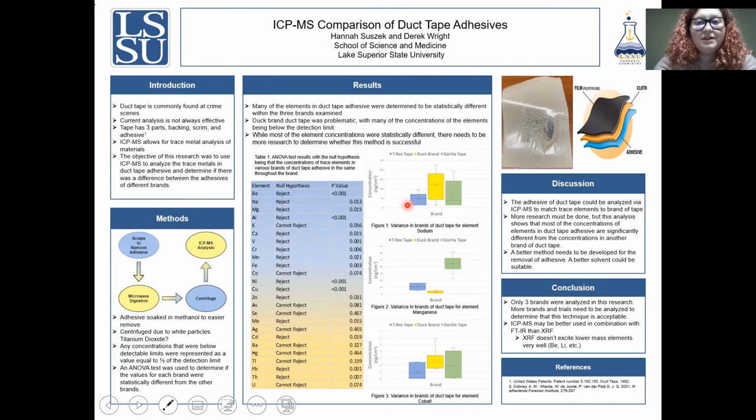And in conclusion, because only 3 brands were analyzed, there definitely needs to be more research done to determine if this can be done with all brands of tape. ICP-MS may also be used in combination with FTIR and XRF. This may help better those methods and raise the success rate. So ICP-MS would aid in this because it better analyzes the low mass metals and also has a higher sensitivity than XRF. Thank you.